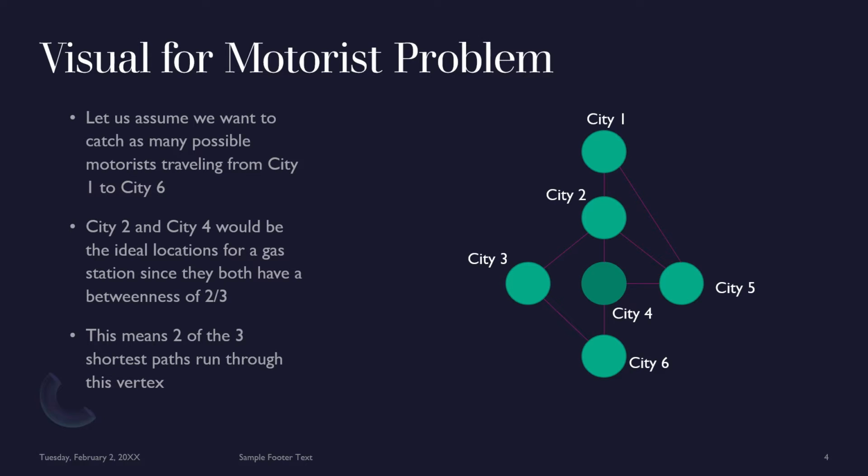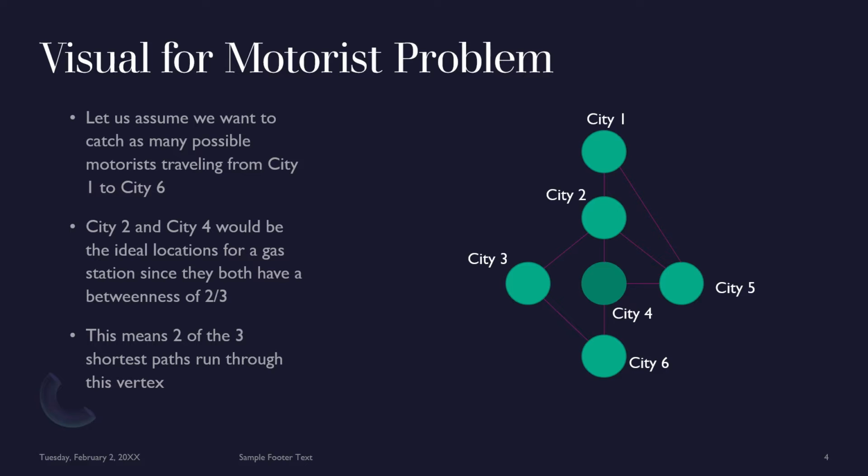So here's a visual example of the motorist problem that we looked at in the last slide. In this case, we're looking at motorists traveling from city 1 to city 6, and we want to find the highest betweenness value for a vertex between city 1 and city 6 to put our gas station. So the ideal locations are to either put the gas station on city 2 or city 4 in this case. City 2 has 2 shortest paths, along with city 4, which also has 2 shortest paths.